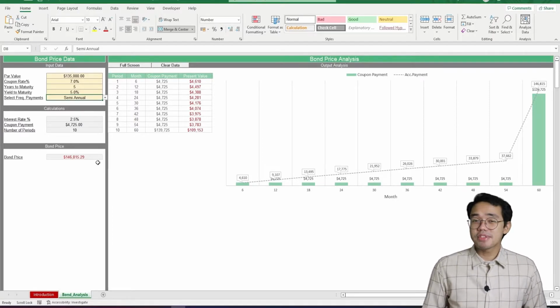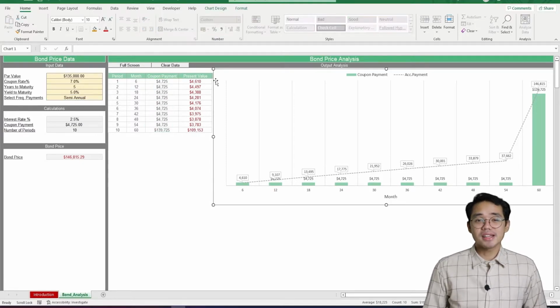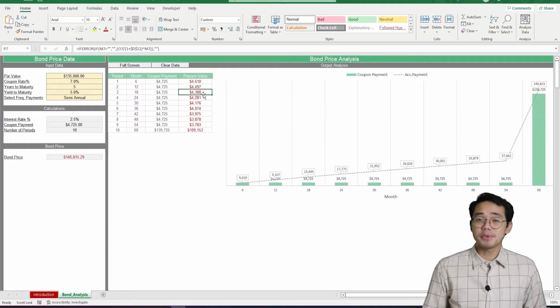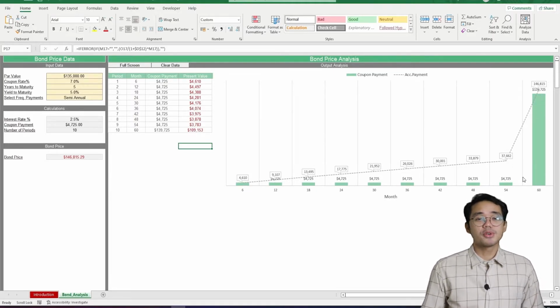For a more in-depth analysis, we move over to the right, where we have the coupon payment schedule so you can see and plan your future potential income, as well as the perceived present value per period, and further to the right, we can see the comparison between the coupon payments and the accumulated present value of the coupon payments throughout the bond's lifetime.